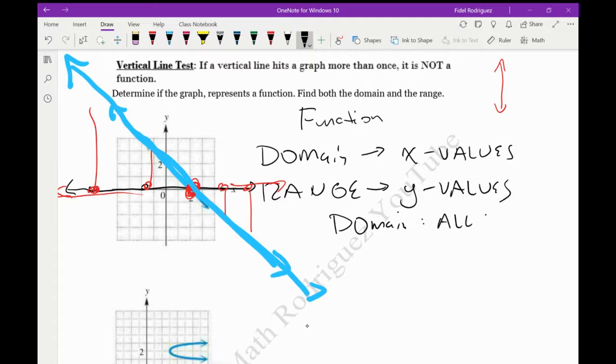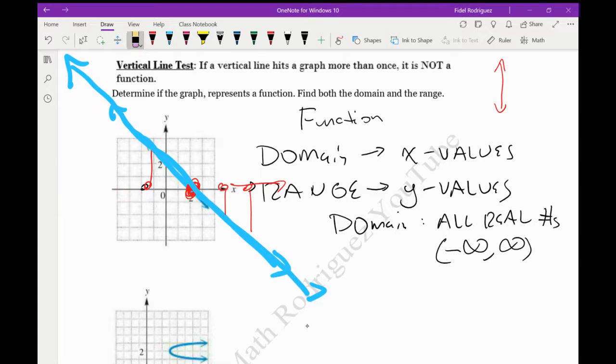So then what we would say is our domain is what we call all real numbers, because no matter what number I pick, and the way I write that is everything from -infinity to infinity. Again, if I think about my number line here, my x-axis, as I move further to the right, I approach infinity. And as I move further to the left, I approach -infinity. So the domain is going to be all real numbers.